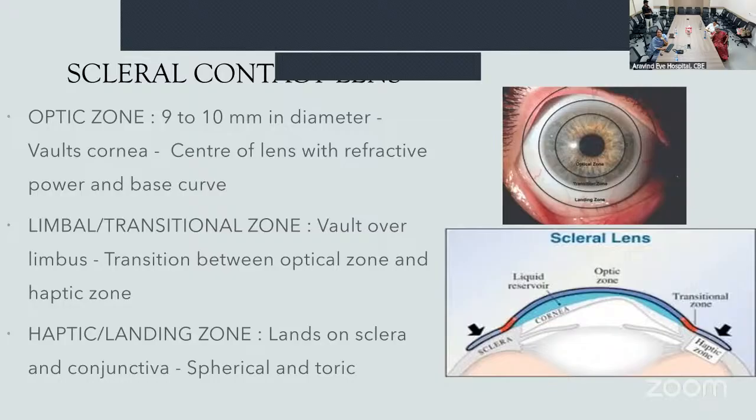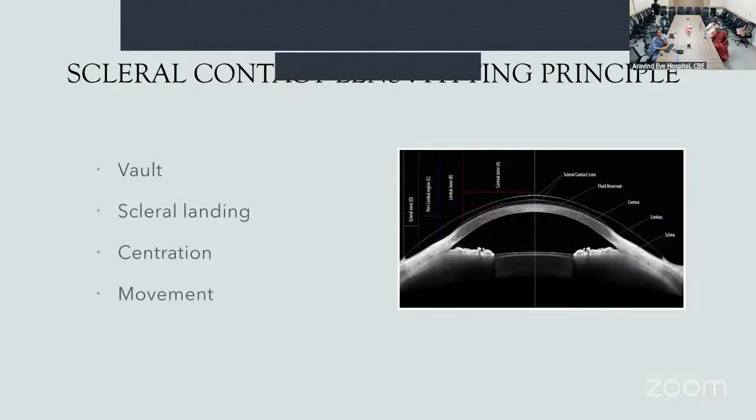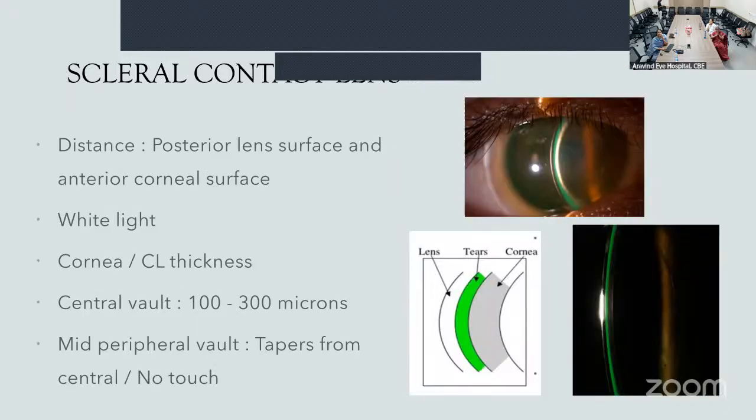So what are the fitting principles of scleral contact lenses? You have to assess the vault, then assess the scleral landing, and then assess the centration and movement of the lens with blink. So how do you assess the vault? Vault is the distance between the posterior lens surface and the anterior corneal surface.